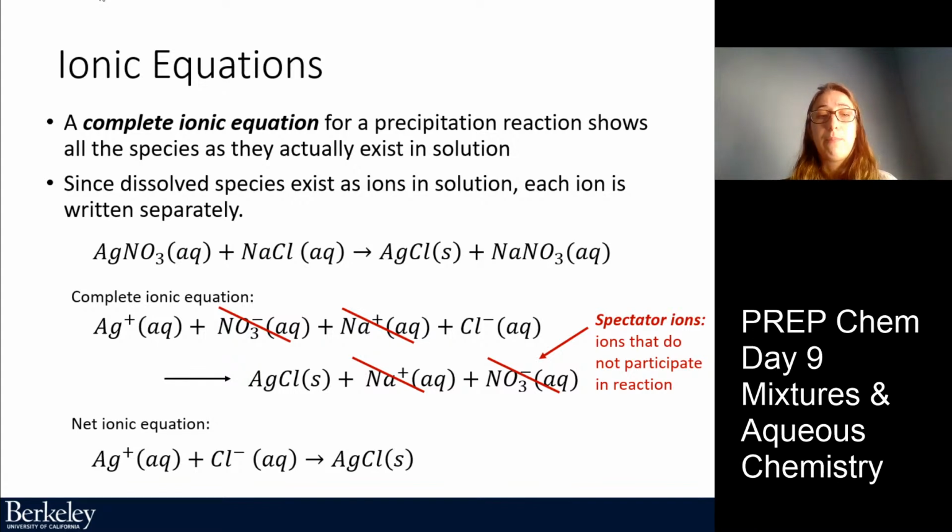So again, in the complete ionic equation, you would write down all species as they actually exist in solution. So you would write down all of the individual anions and cations in your aqueous solutions. And then when you write your net ionic equation, you would remove the anions and cations that do not actually react. And then that simplifies it, so then you would just simply write the anions and cations and then the solid precipitate that is formed by that reaction.